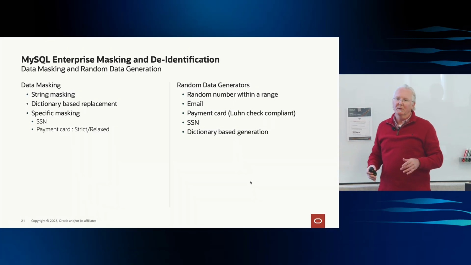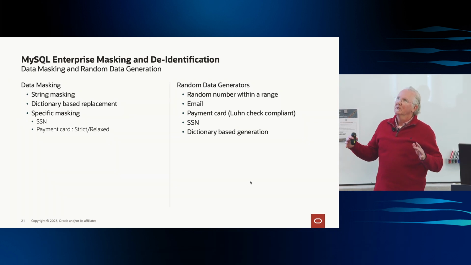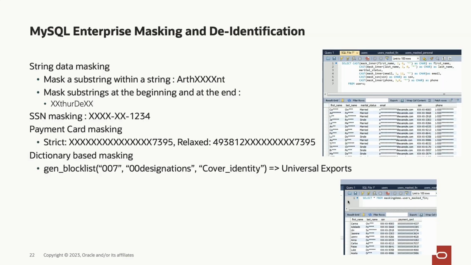And payment card is probably one of the more popular ones that gets used. And this one is Luhn compliant. There's a couple of different modes you can use on that. And so, typical type of things: substring masking, Social Security masking, payment card masking, replacement based. And the replacement based works on basically a dictionary that you create that has the if this, then this type of replacement, or you can randomly pick things from it.